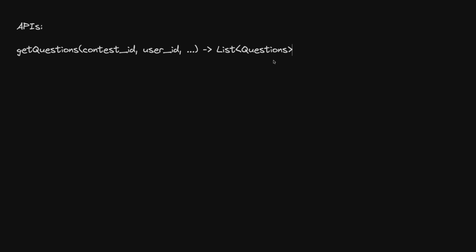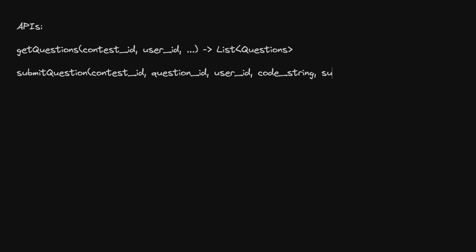Let's see. We also need to be able to submit a question. So you're going to need to know which contest you're submitting for, the ID of the question you're submitting for, the user that's submitting it, the actual code of the submission, and perhaps the submission timestamp.